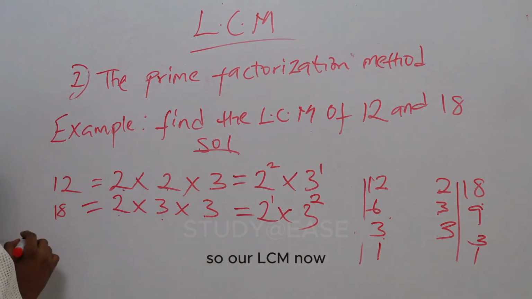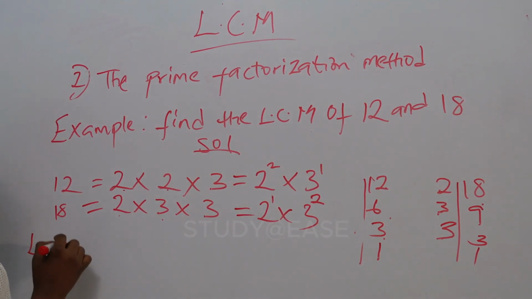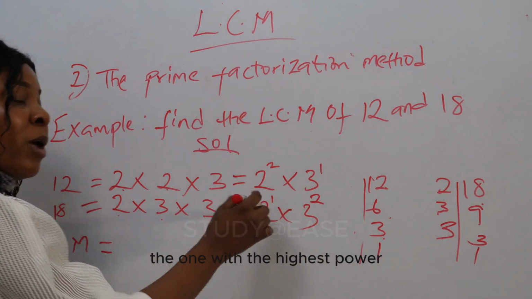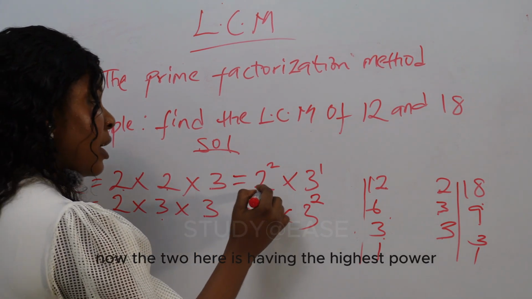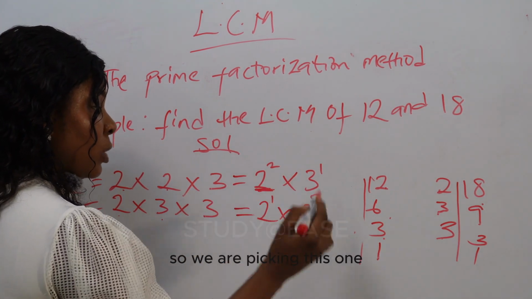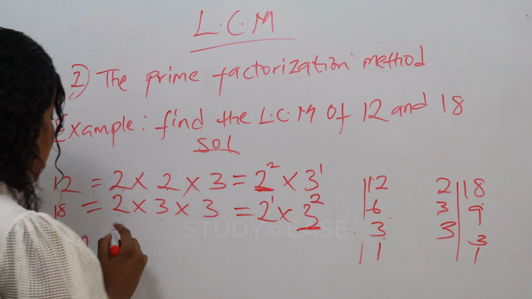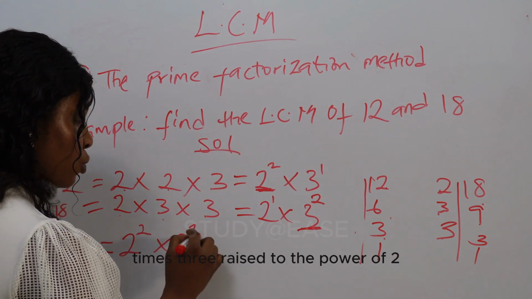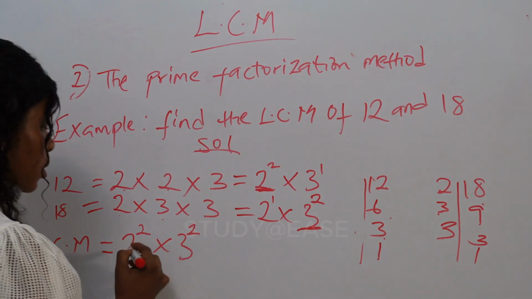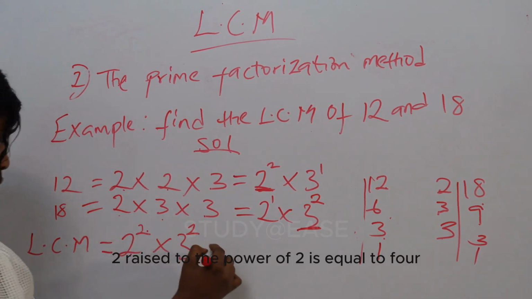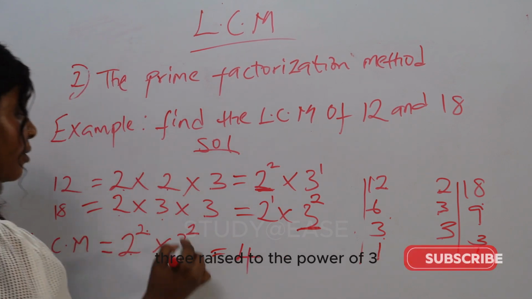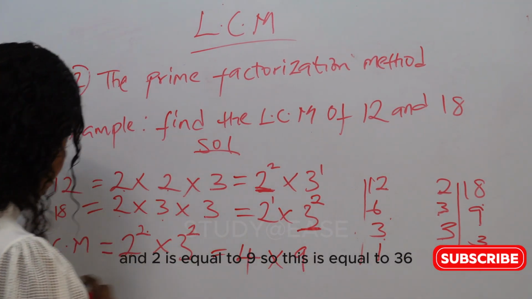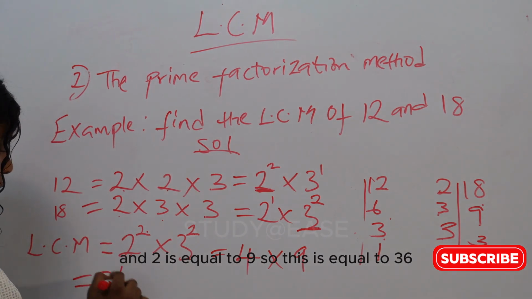So our LCM will be equal to, the one with the highest power is the one we are picking. The 2 here has the highest power, so we are picking this one, and we are picking this one. 2 raised to the power of 2 times 3 raised to the power of 2. 2 raised to the power of 2 is equal to 4. 3 raised to the power of 2 is equal to 9. So this is equal to 36.